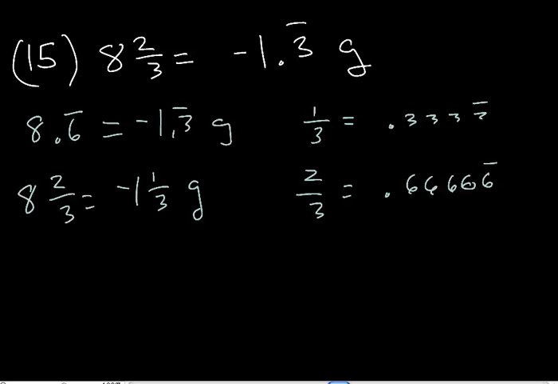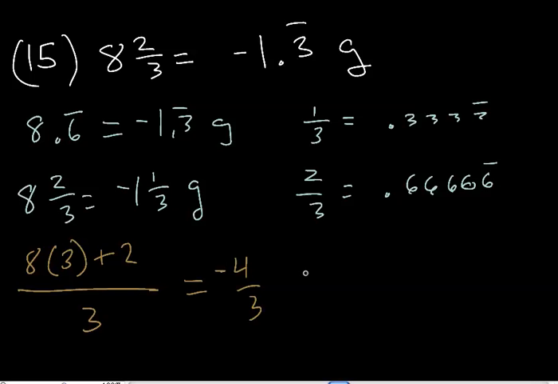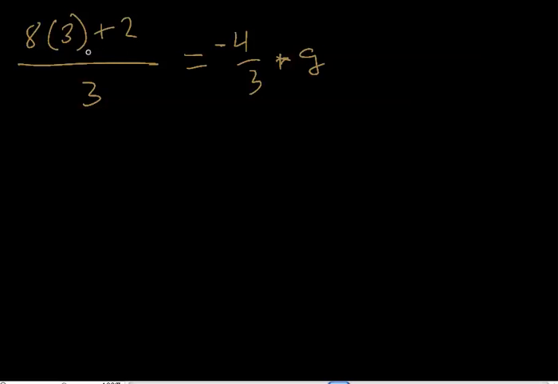The only problem is these are in mixed number form, right? So what I'm going to have to do is put them in improper fractions. To do that, I multiply the units times the denominator, and I add the numerator. Divide that whole thing by the denominator. The same thing over here. Units times the denominator. So forget the negative sign for a second. 1 times 3 is 3, plus 1 is 4. This is 4/3. Now I put the negative sign in. Times g. All right. Rewritten. 8 times 3 is 24, plus 2 is 26/3, equals negative 4/3 g.